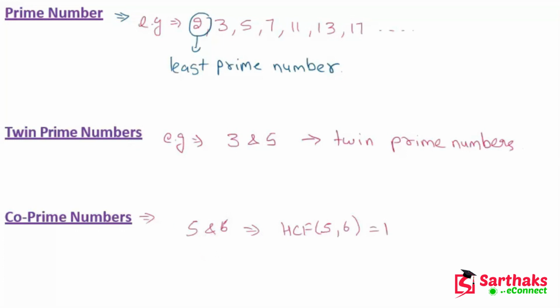Now, any two prime numbers are co-prime numbers because the HCF of two prime numbers is always 1, like 3 and 5. They are co-prime numbers because the HCF of 3 and 5 is 1. I hope you understand these things. So now let's move on.